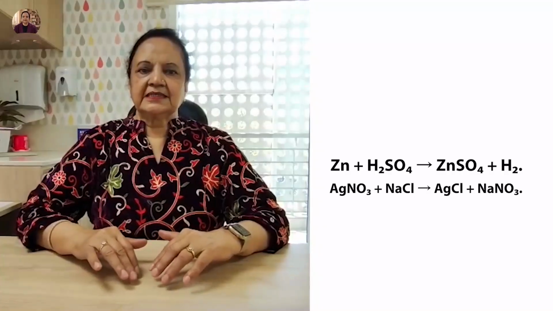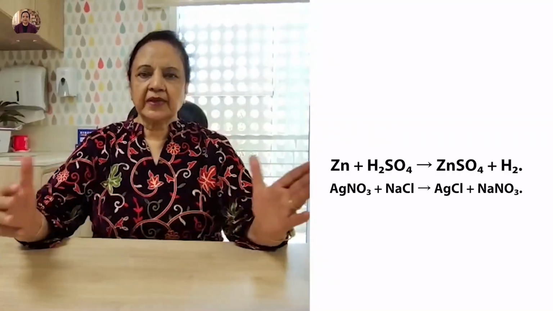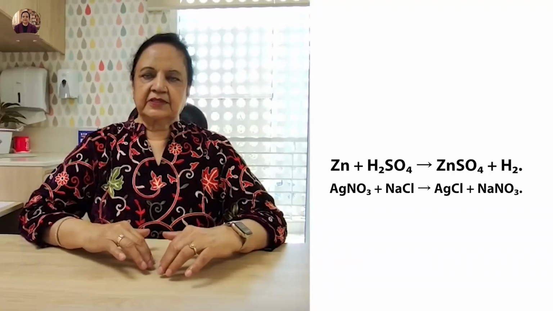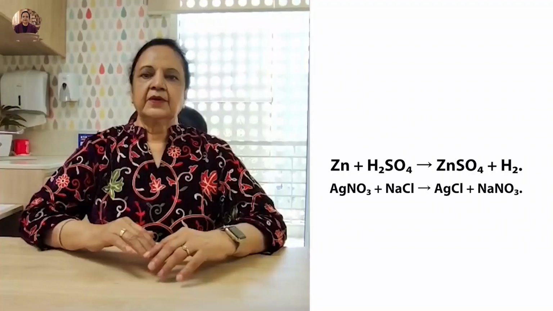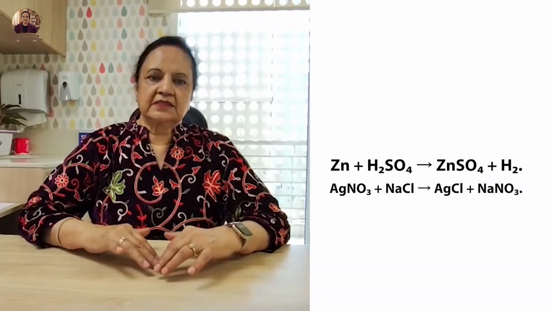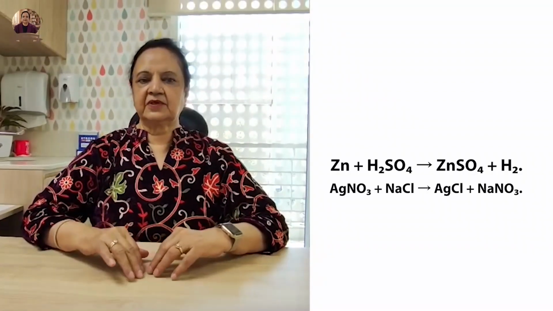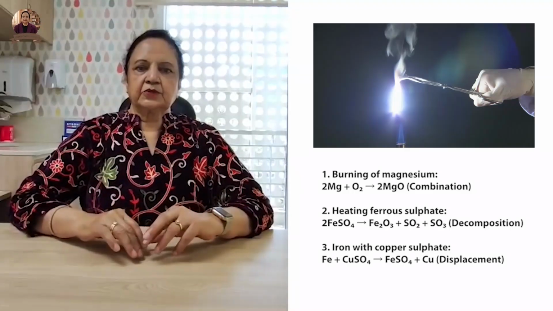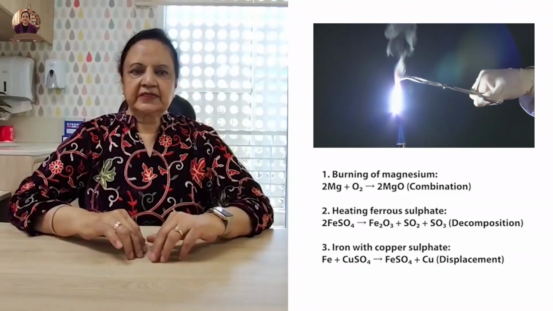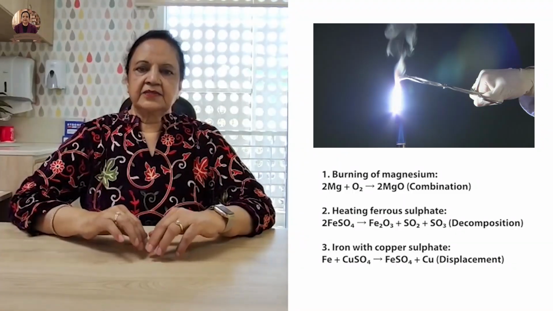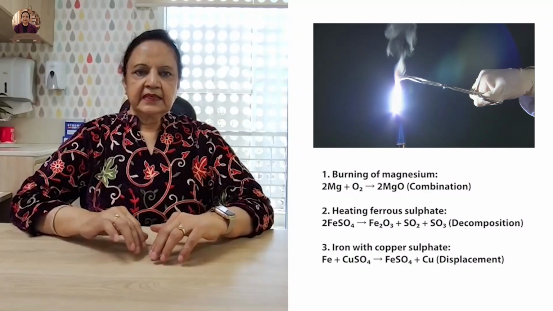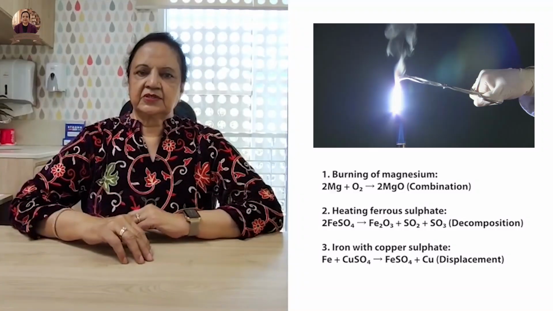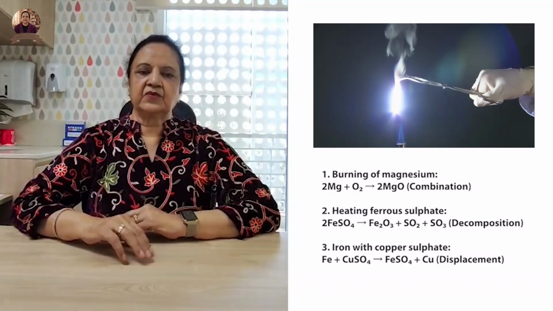The zinc reaction is displacement, where a more reactive metal, zinc, displaces hydrogen from acid. The silver nitrate reaction is a double displacement reaction where ion exchange occurs, forming insoluble silver chloride, which is a white precipitate. You must be able to convert the description to equations. Burning means reaction with oxygen. Heating often indicates decomposition. Reaction in solution suggests displacement if a metal is involved.